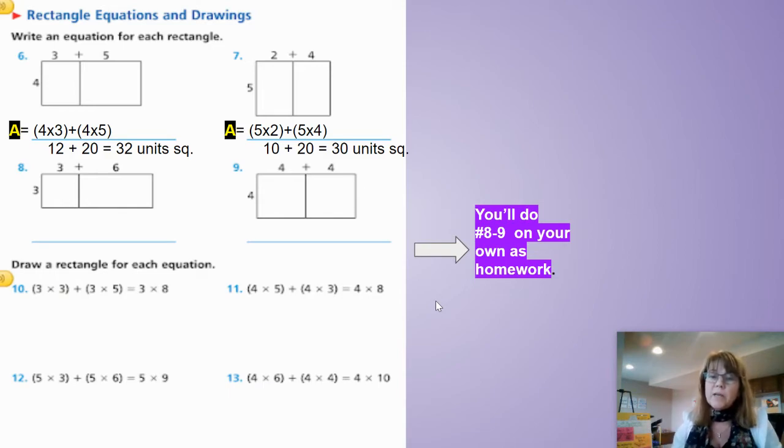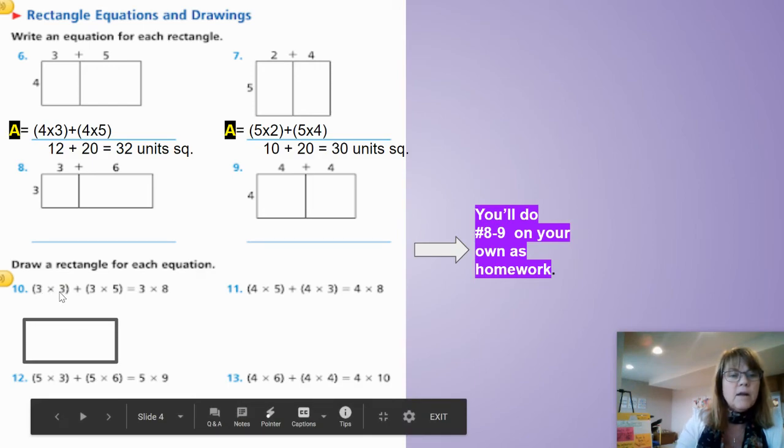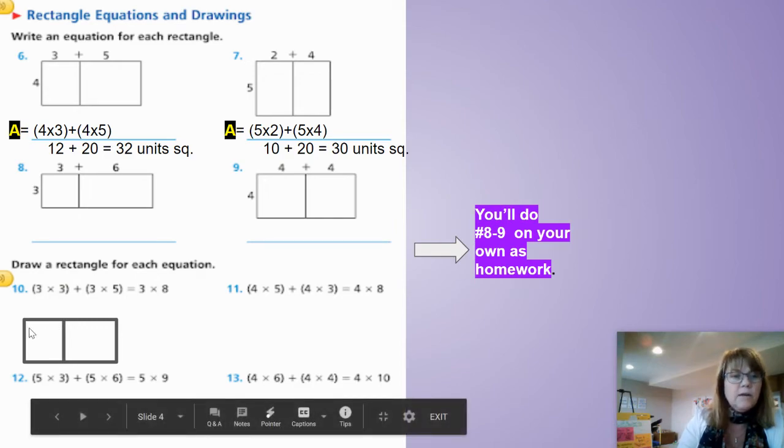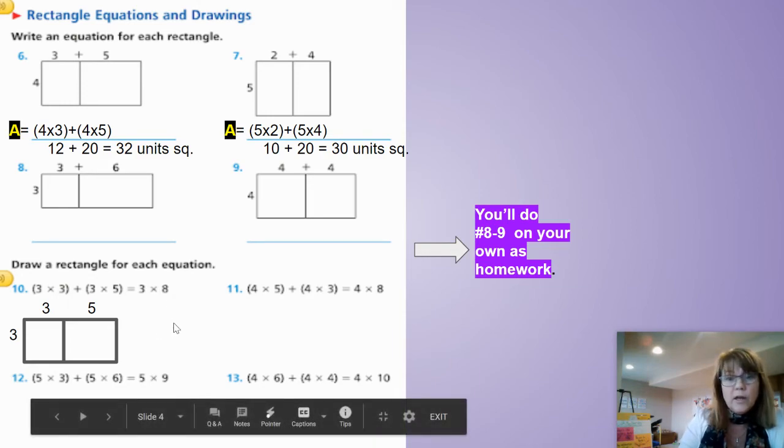And then you'll be taking a picture of this sheet and uploading it to a Google Doc like you did with yesterday's homework. So I'm going to draw a rectangle, and it needs to be represented 3 times 3 plus 3 times 5. So I drew a line here. I have 3 here because that's my first number in both. I have 3 here because that was this first second number. And I have 5 here because I had that as a second number here. And we know that 5 and 3 equals 8 to be the total there. So that's all you're drawing.